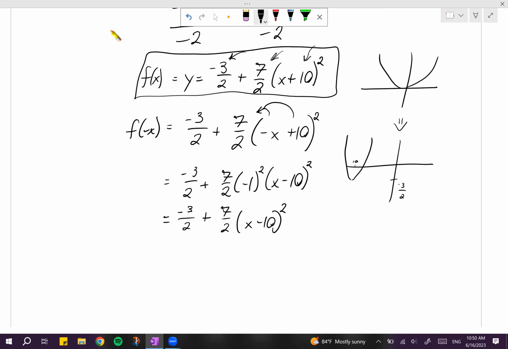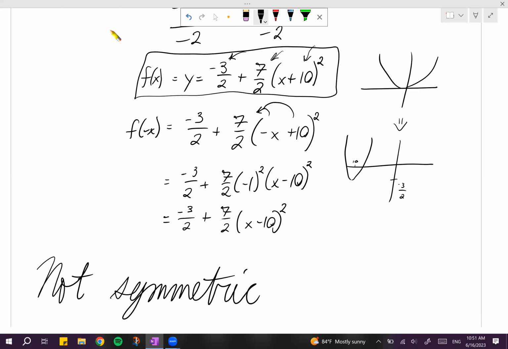Alrighty, you can clearly see that this is not symmetric about the x-axis because there's no point here. It doesn't look like this. So this is not symmetric with respect to anything: x-axis, y-axis, or origin.